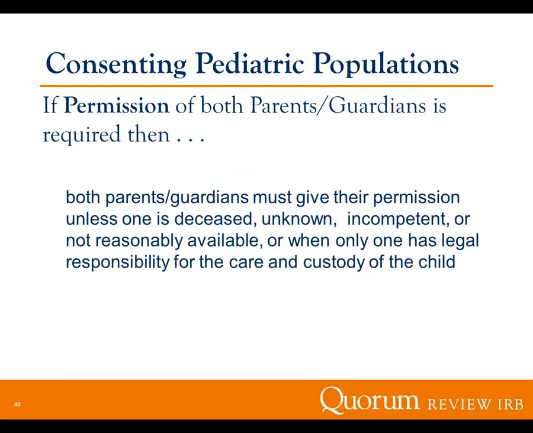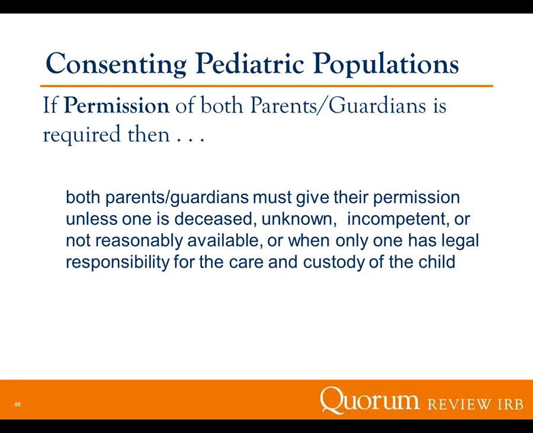So if the permission of both parents or guardians is required, you should know and be aware how that actually works, because there obviously are going to be some instances where it's not going to be possible to obtain the permission of both parents or guardians. So the regulations say that both parents or guardians must give their permission unless one is deceased, unknown, incompetent, or not reasonably available, or when only one has legal responsibility for the care and custody of the child.